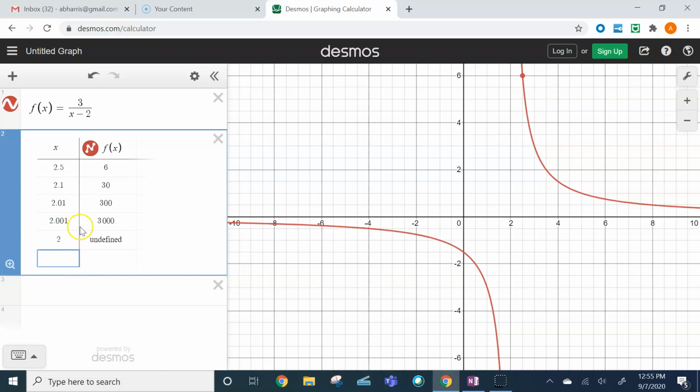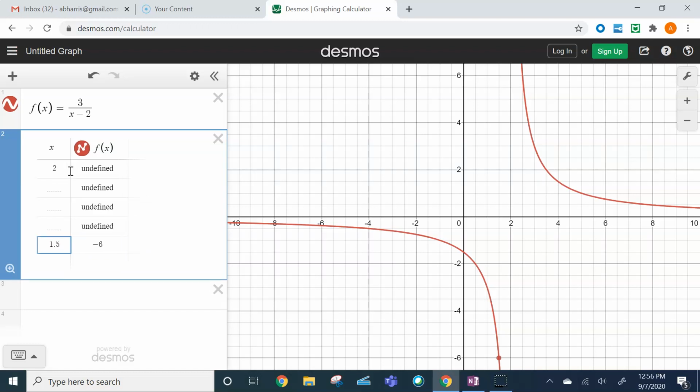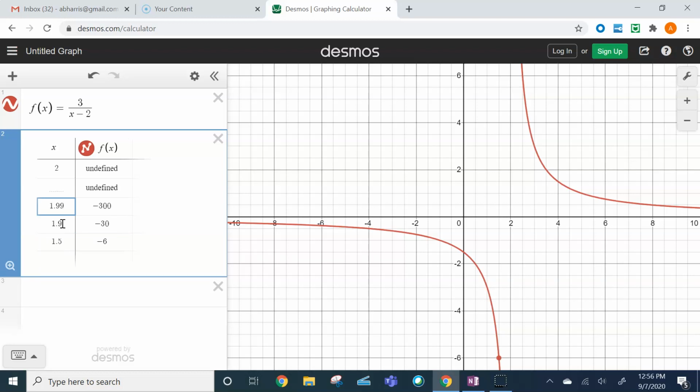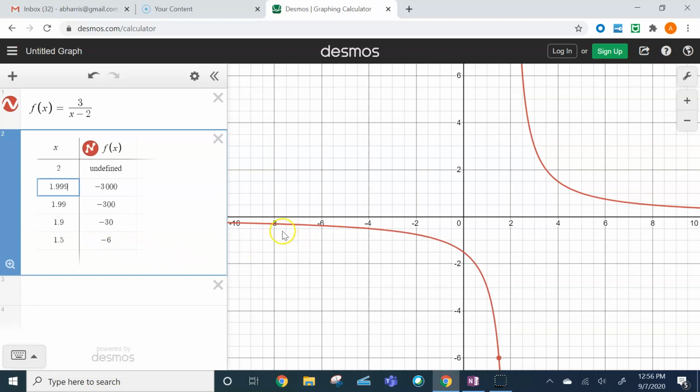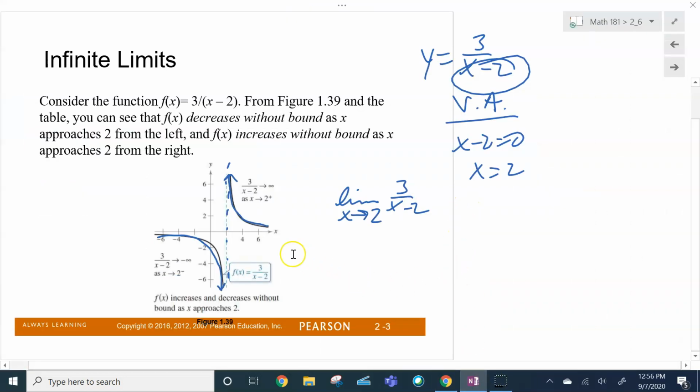Now let's approach 2 from the left. So maybe I'll punch in 1.5, and I'm down there at -6. Let me pick a value a little bit closer, like 1.9. Now I'm down at -30. How about even closer to 2, 1.99, because again, I can't touch 2. 1.999, right down there, -3,000. So as we approach 2 from the left, this thing is shooting us down. We can see that from the picture.